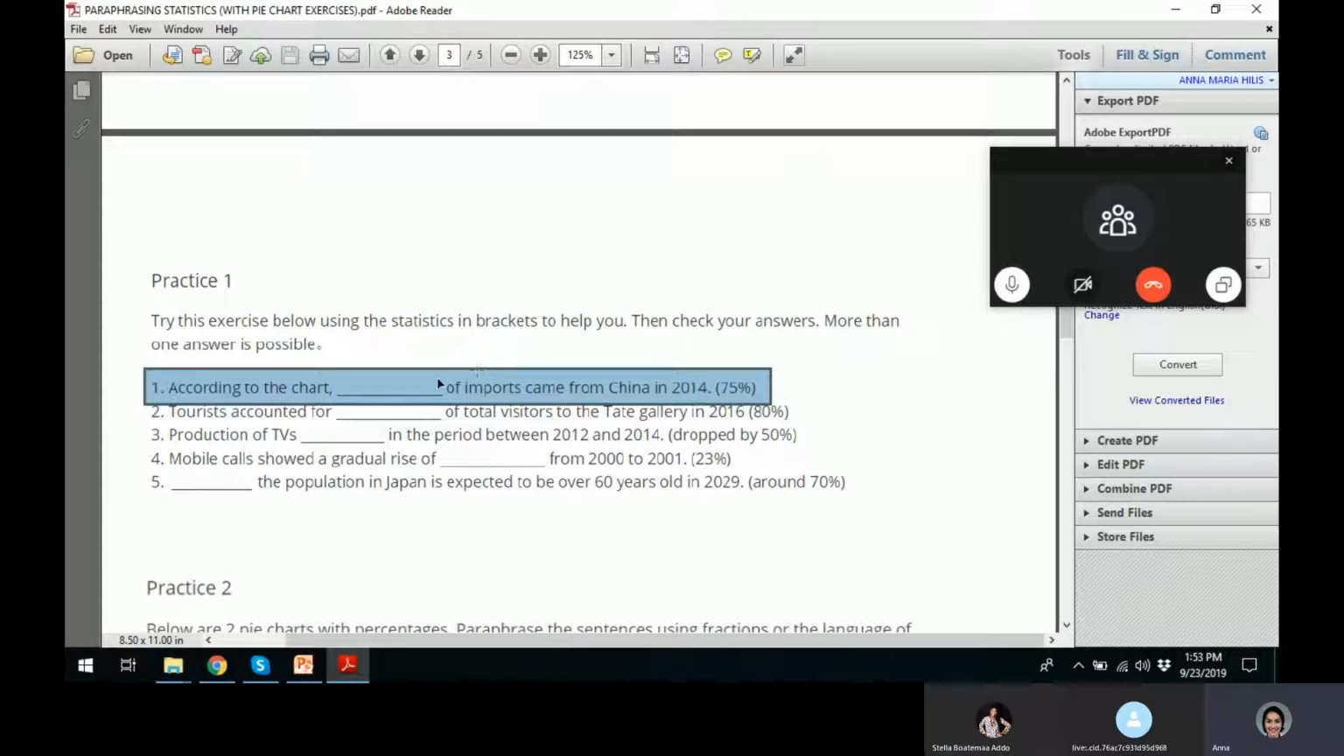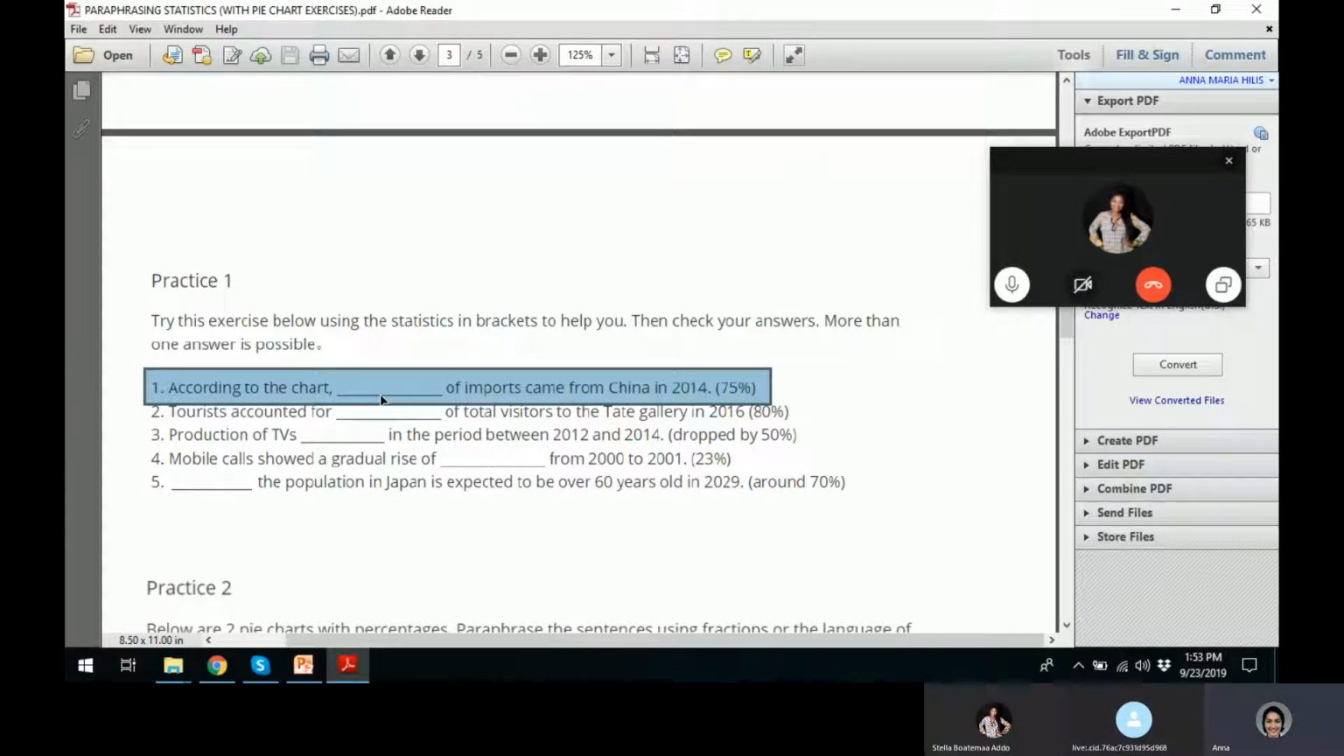How can we paraphrase 75%? Okay. Three quarters. Remember, 25% is a quarter. So we can say what? Three quarters of imports. Any other answers for this?